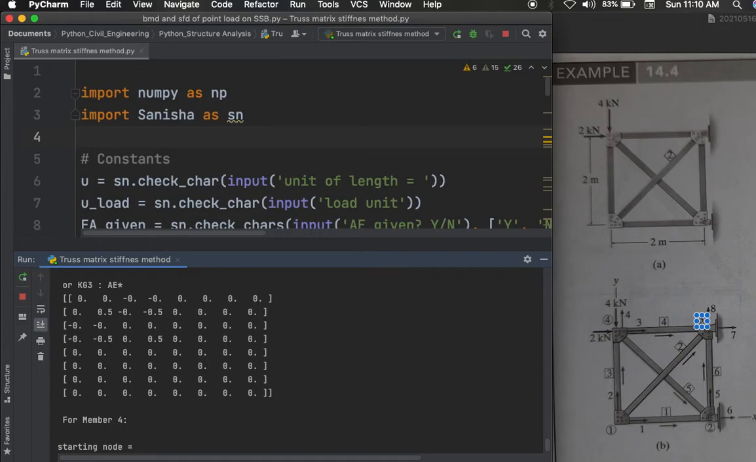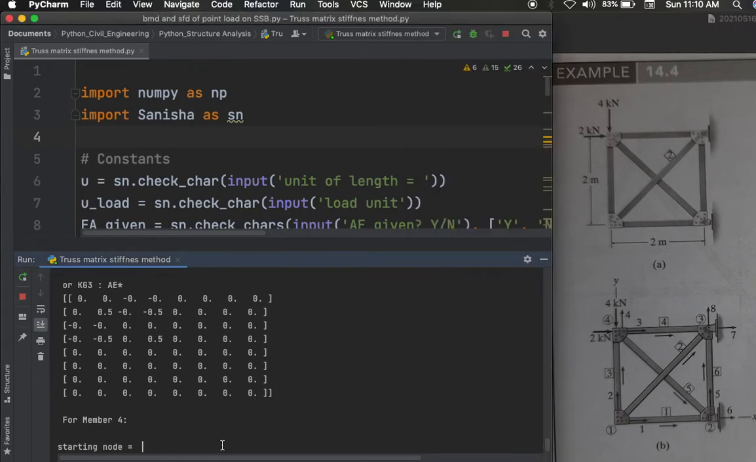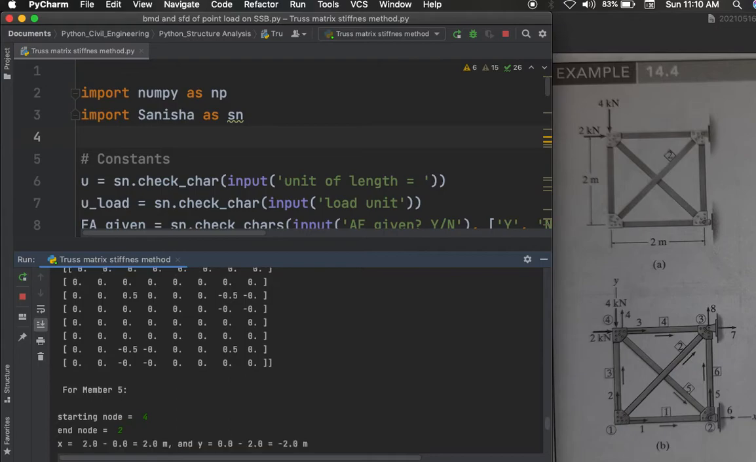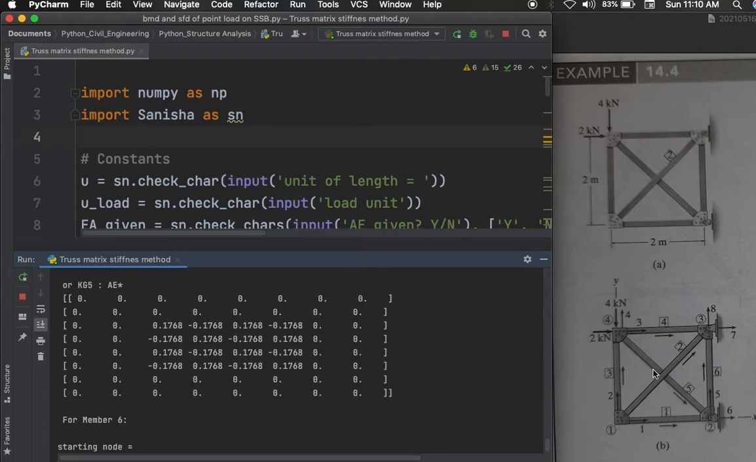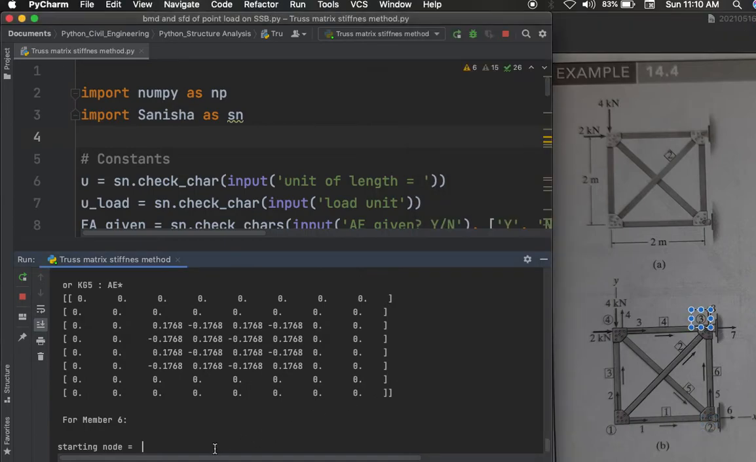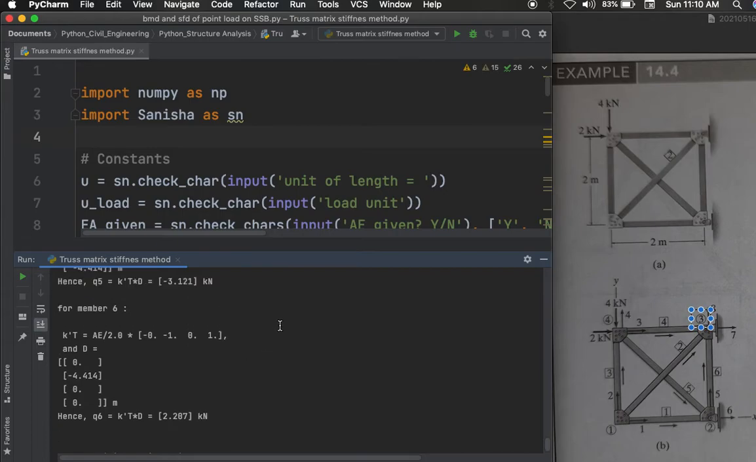Then for member 4, the starting node is 4 and the ending node is 3. So I put 4 and 3. This is for member 4. And then for member 5, the starting node is 4 and the ending node is 2. Then for member number 6, the starting node is 2 and the ending node is 3. So yes, the whole problem is solved now.